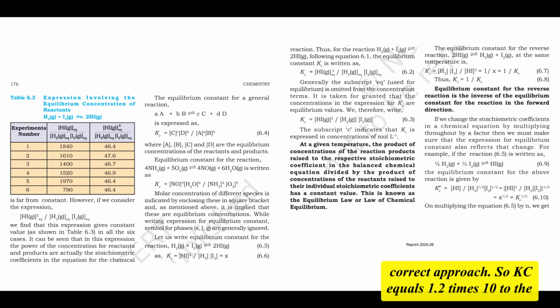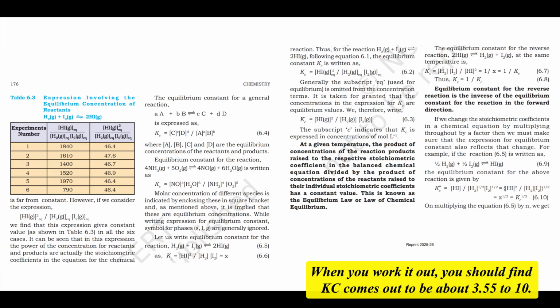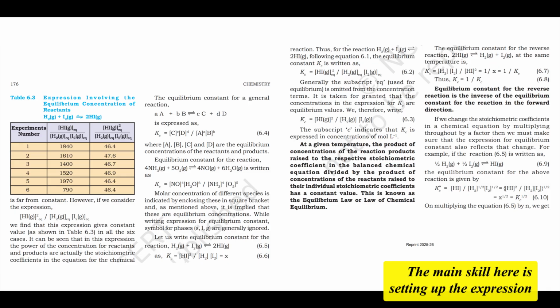So Kc equals 1.2 times 10 to the power of minus 2 squared divided by 1.5 times 10 to the power of minus 2 multiplied by 3.0 times 10 to the power of minus 2 cubed. Now, you need to be careful with the calculation, especially the exponents. When you work it out, you should find Kc comes out to be about 3.55 times 10 to the 3. And the main skill here is setting up the expression correctly based on the balanced equation and then substituting the equilibrium values accurately.